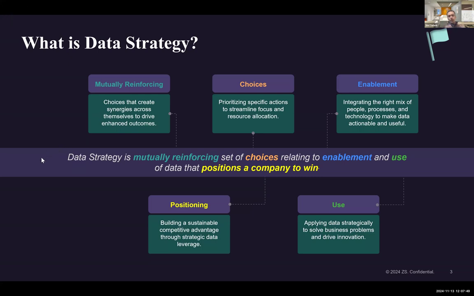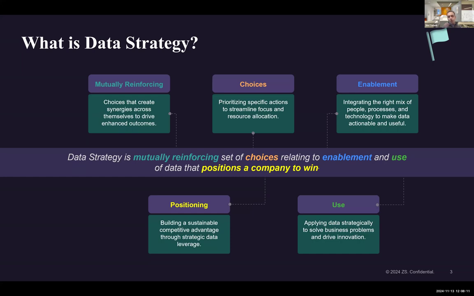And the reason why we do this is that data strategy can position a company to win. You could almost differentiate your entire company on a good foundation of data strategy. And many companies are doing that today, companies that are differentiating themselves by building very functional and robust data strategies.